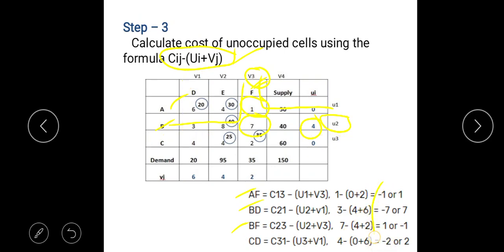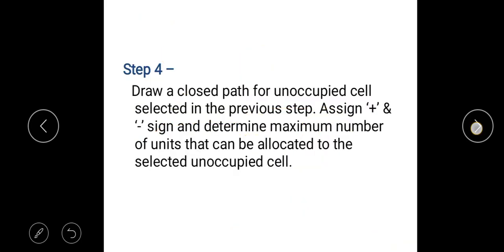Now among the costs, whichever is negative, we have to take that value. So 3 values are negative here: minus 1, minus 7 and minus 2. Which is the highest negative? Minus 7. So we have to take this BD. We have to select the cell BD and then we have to draw a closed path and assign plus or minus signs.